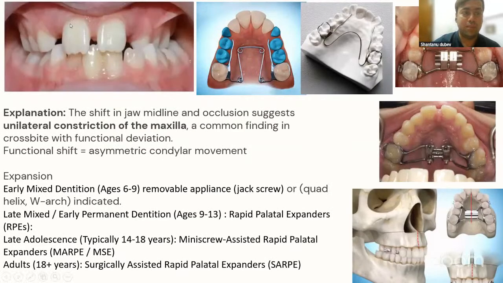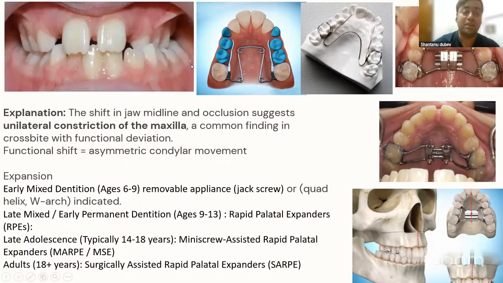So look at this image. On the right side, the occlusion seems to be normal, but here it is shifted. But can you compare the size of the maxilla and mandible? Don't you see the difference in the width? Well, of course, the maxilla is constricted and the body has tried to normalize. It has shifted the mandible towards the left side of the patient so that the right side of the patient becomes normal, and on the left side, the deviation is more.